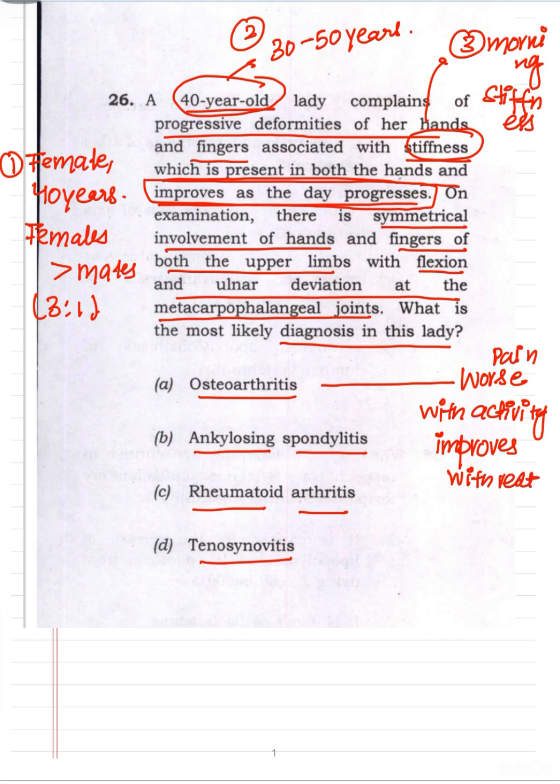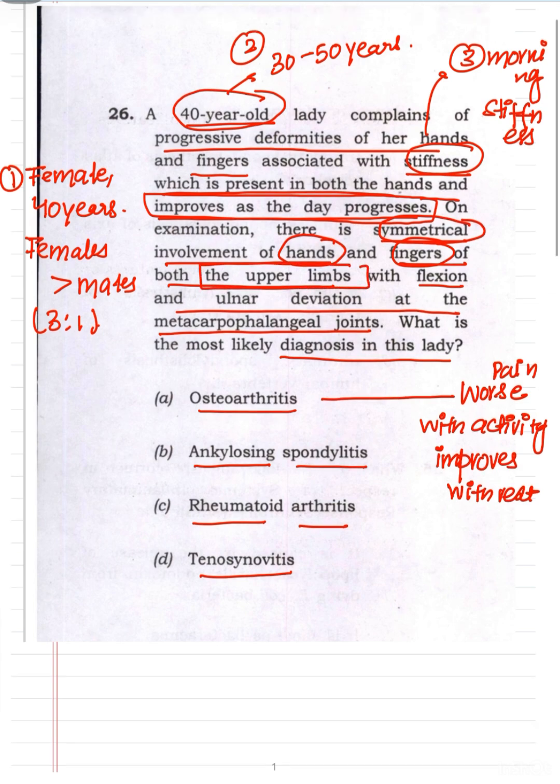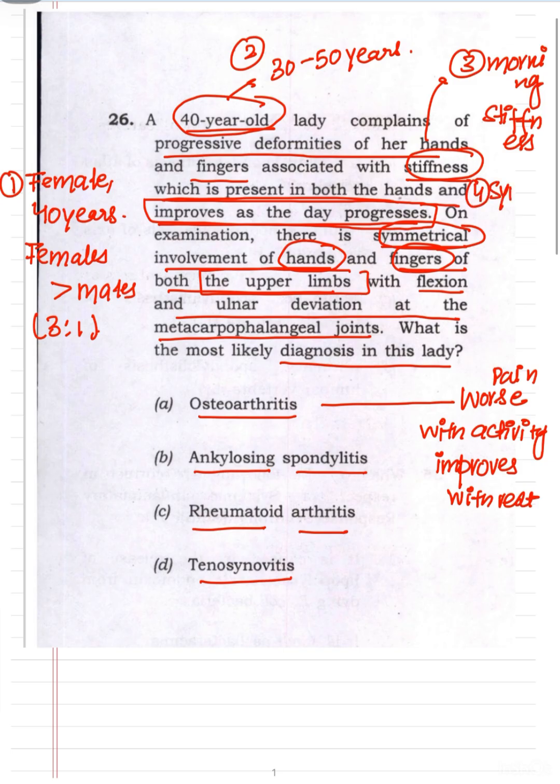Now, fourth clue is there is a symmetrical involvement of hands and fingers of both upper limbs. So this is the symmetrical arrangement. So rheumatoid arthritis is symmetrical polyarthritis. And the most commonly joints involved are metacarpophalangeal joint, proximal interphalangeal joints, and wrist. So these are the most common joints involved.